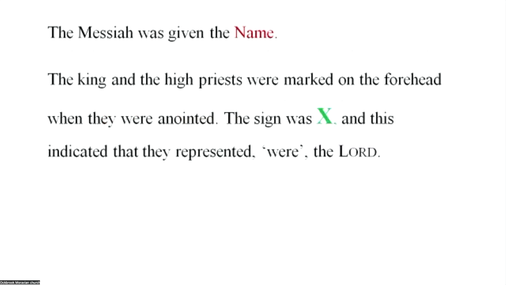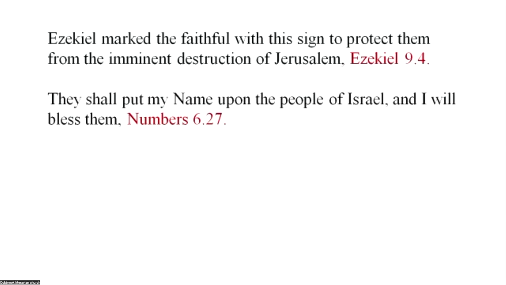Now, the Messiah was given the name. The king and the high priests were marked on the forehead when they were anointed. And the sign was the diagonal X shape, which was the old letter Tav. This indicated that they represented, or they were, the Lord. How they actually understood that is something I would love to know, but we've only got the evidence that we've got, and so we have to make do with what we have.